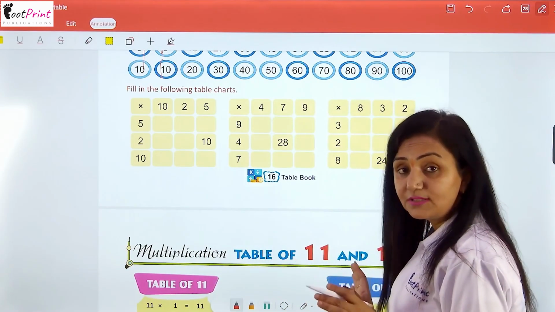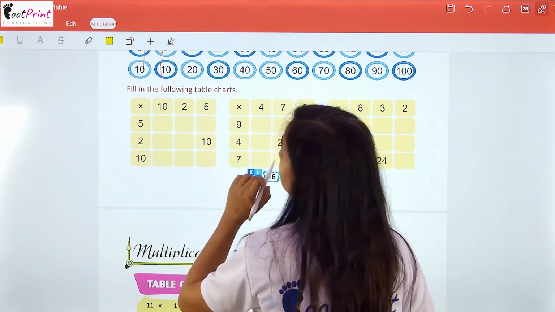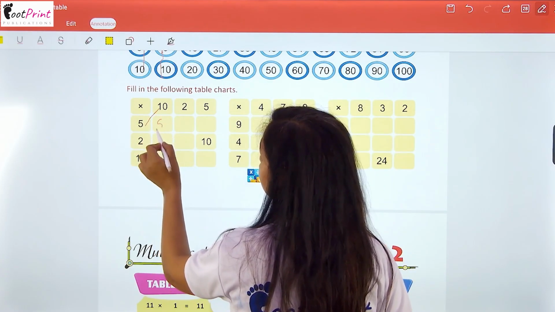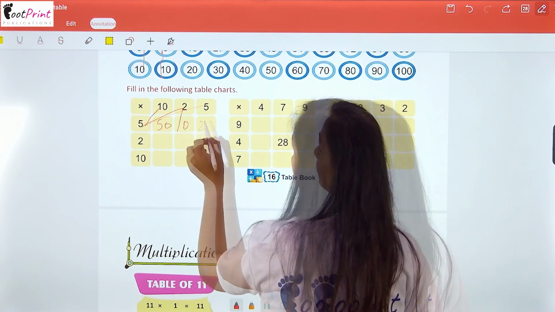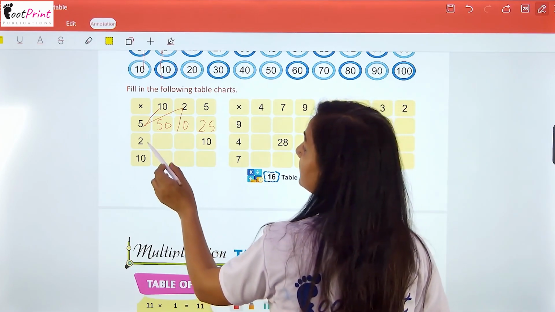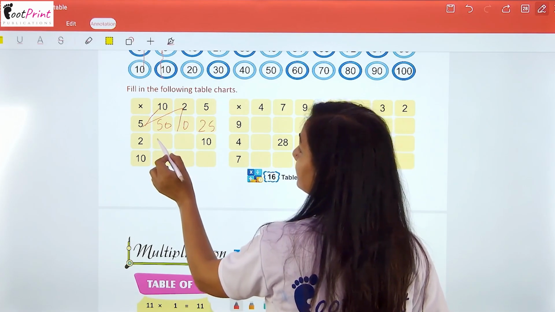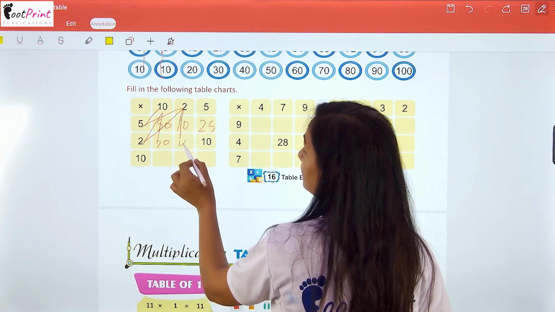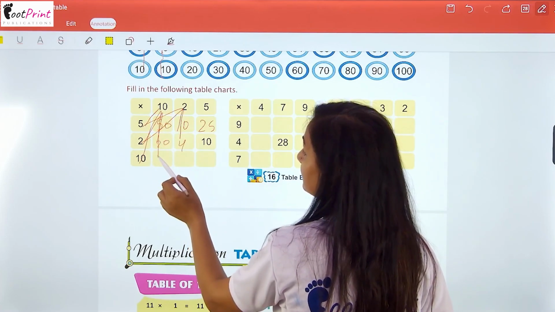Now after reading your multiplication chart you have to complete your question. Fill in the following table chart. How will it be? 5 into 10 means 50. 5 into 2 means 10. 5 into 5 means 25. In the same way, you will also complete it. 2 into 10 will be here, 2 into 2 will be here. 2 into 10 will be 20. 2 into 2 will be 4. 2 into 5, already 10 is written. In the same way, 10 into 10 will be 100.